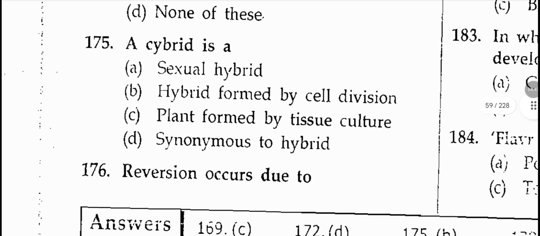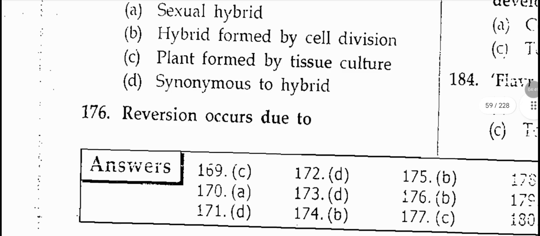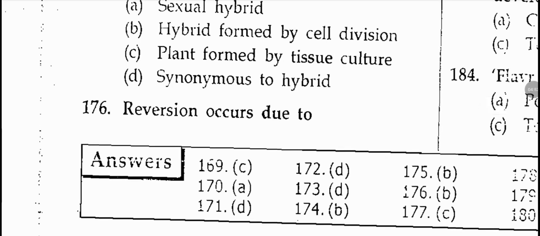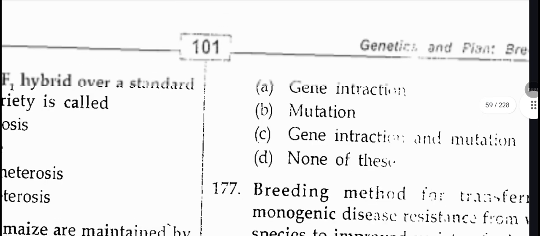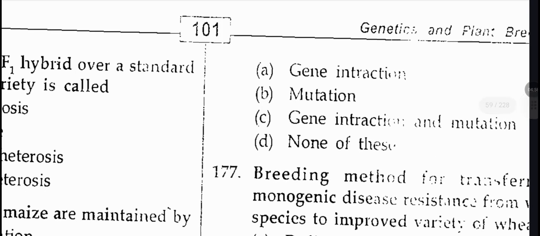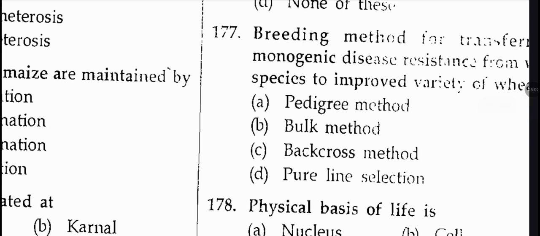Question number 175. This hybrid is a hybrid formed by the cell division. Question number 176. The reversion occurs due to mutation. The breeding method for the transfer of the monogenic disease resistance from species to the improved variety of wheat is the third option, back cross method.